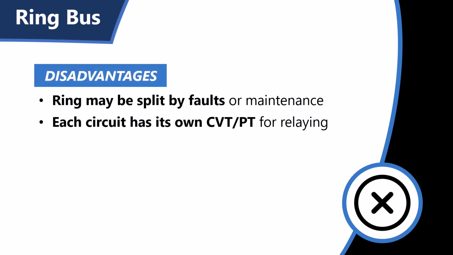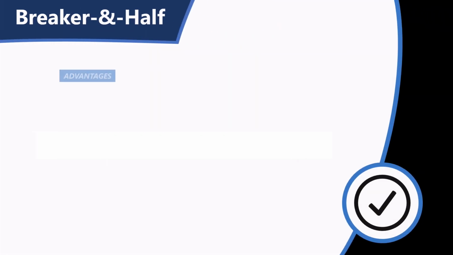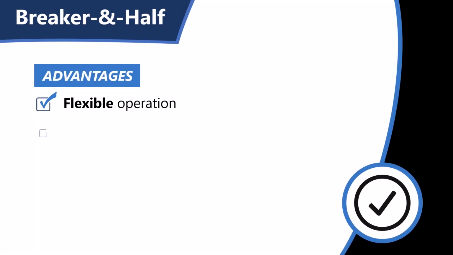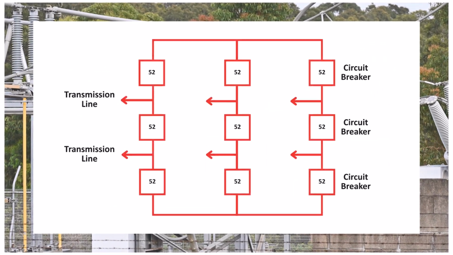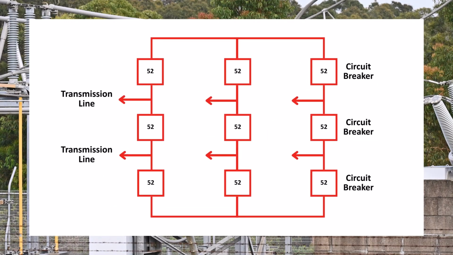Each circuit has to have its own CVT or PT. The advantages of the breaker and a half is a flexible operation, highly reliable. You can isolate sections of buses without disrupting the rest of the lines, and a bus fault does not necessarily interrupt all the circuits. It can be isolated much easier.